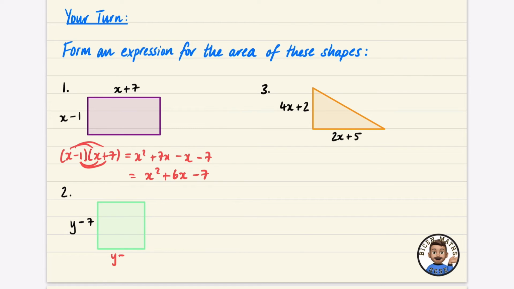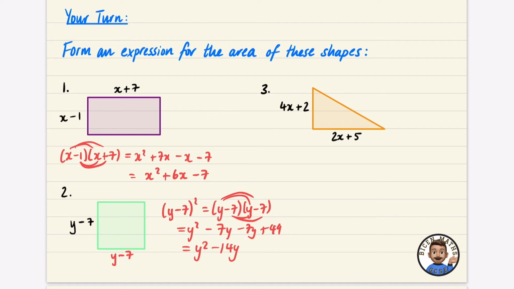For the square, the other side is going to be the same. So it's just going to be (y - 7) squared, which is y - 7, y - 7. y times y, that's y squared. You get a -7y, a -7y, and a +49. So it's y squared - 14y + 49.